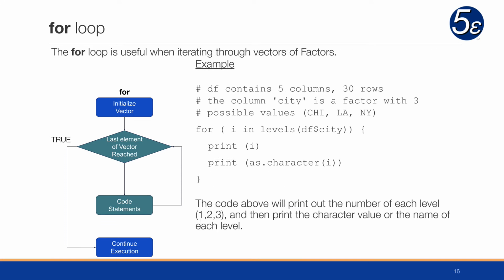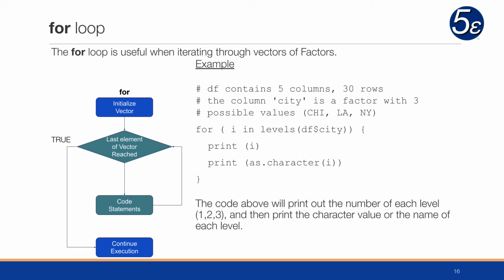It's useful when iterating through vectors of factors. So for example, if we have df, which contains 5 columns and 30 rows, the column city is a factor with 3 possible values: Chicago, LA, New York. So what we can do is loop through each one of the values within the factor. So for example, for i in levels(df$city) will go through the levels of the particular factor. So we have print(i), print(as.character(i)).